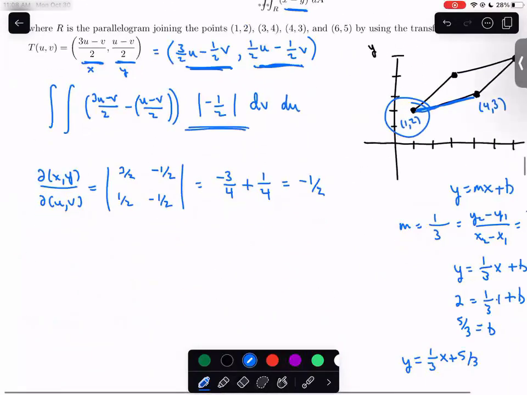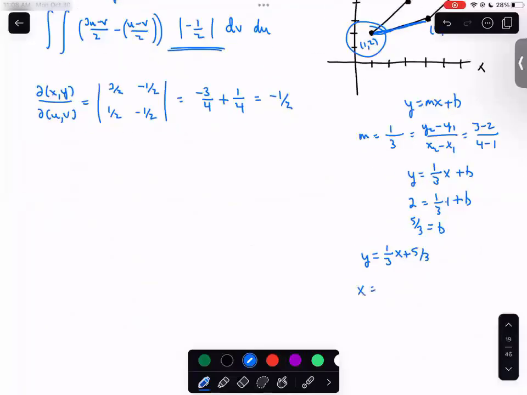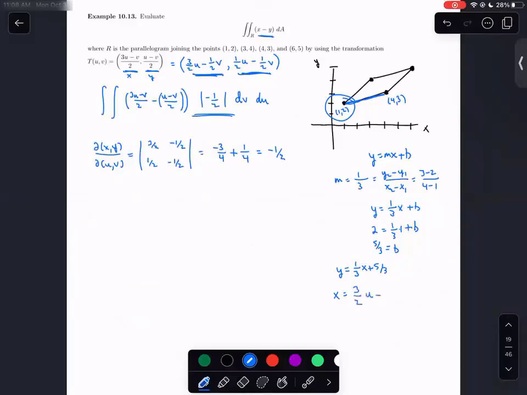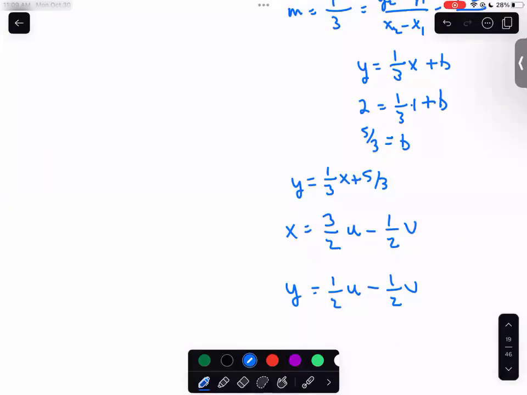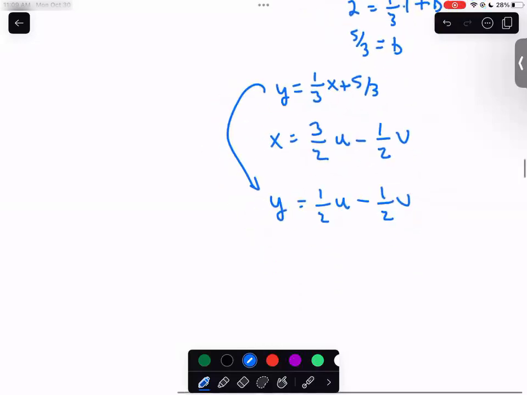Or we, of course, have this written in the other way. So let's see. x is equal to 3/2 u minus 1/2 v, and y is equal to 1/2 u minus 1/2 v. And now we need to solve this in terms of u and v, right? Well, I do have what my y is equal to here, and so we could reduce down by plugging this in down here, for instance, is maybe one thing that I'm thinking about. So why don't we go ahead and try that? So that's going to be 1/3 x plus 5/3.